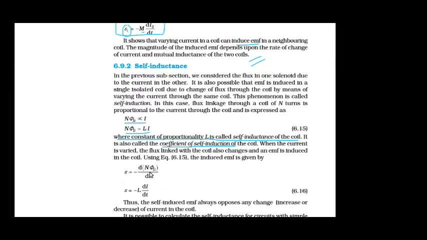So what happens here? Instead of phi, we have put this value, N phi B by dt, and instead of N phi B, we have written LI. So minus L dI by dt. So this is the ultimate equation.